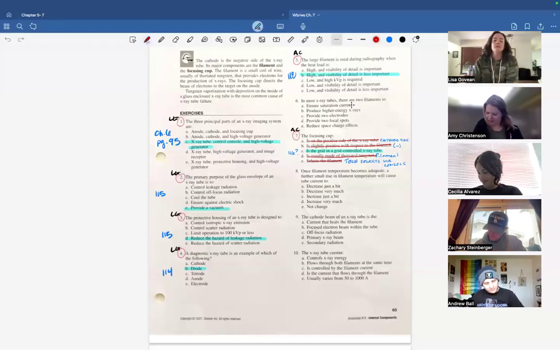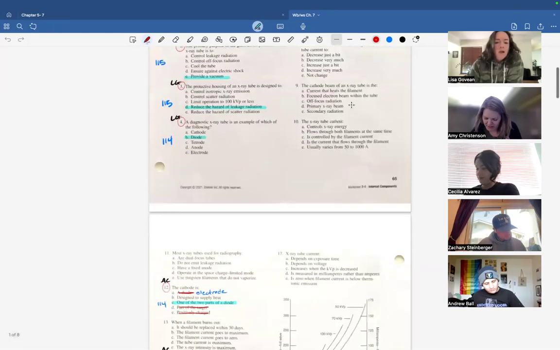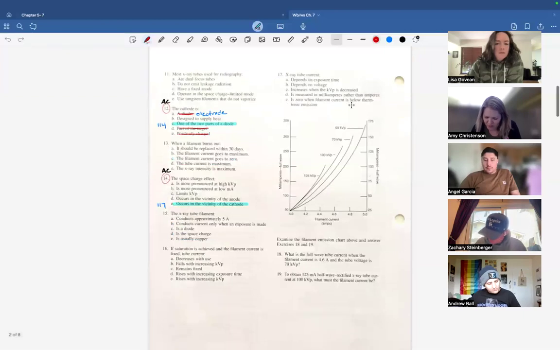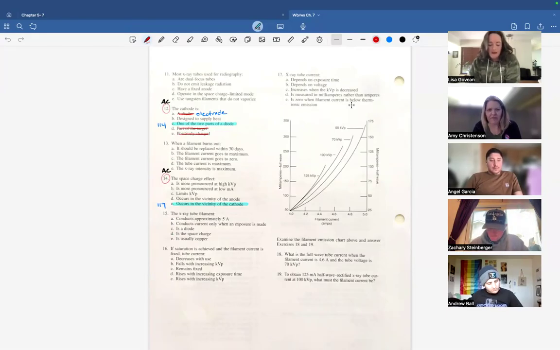Yeah, I erased my question mark. And then 12, the cathode is, I have C, one of the two parts of it, diode. And then 14, the space charge effect, I have E, occurs in the vicinity of the cathode. I felt like there were a few answers, but I don't know. Well, it looks like that's what you got, but I don't know if that one was.